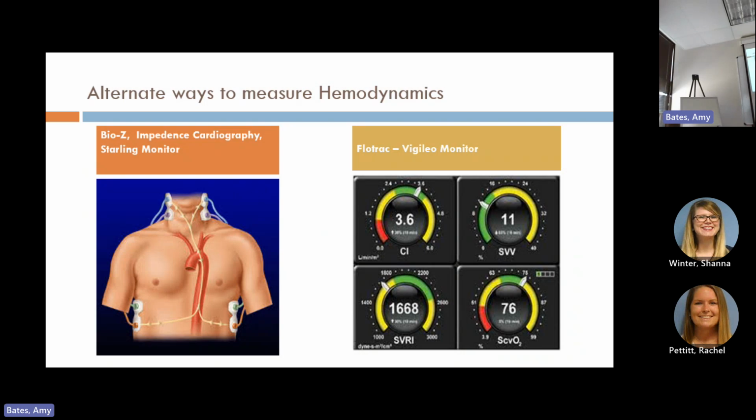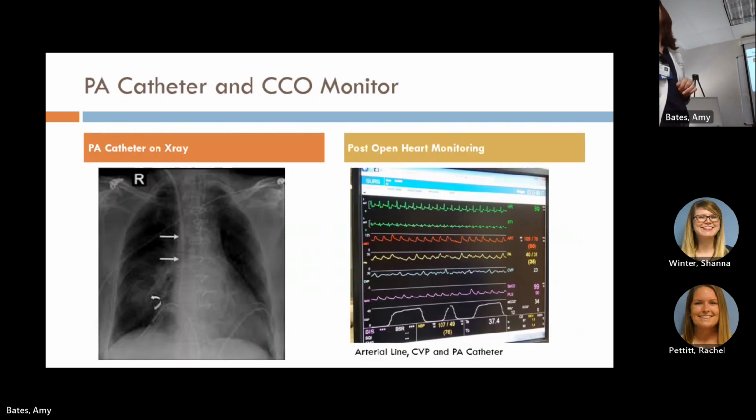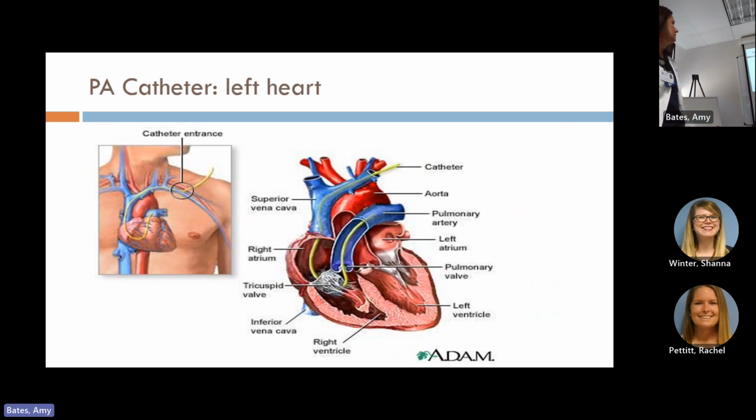Do you guys ever use flow tracks anymore? Vigileos in ICU? Not really. Yeah. Now that we have bigger and better things, so we don't always have to. I'm going to take that right out of my slides. Perfect. For people online, we were just talking about getting rid of flow tracks. We'll still use them, but they've always brought their own. Yeah, that Starling monitor is really nice.